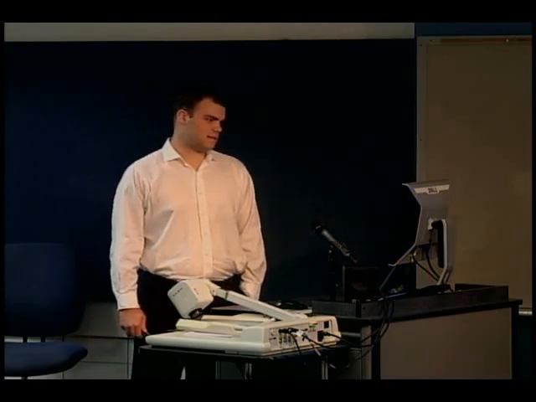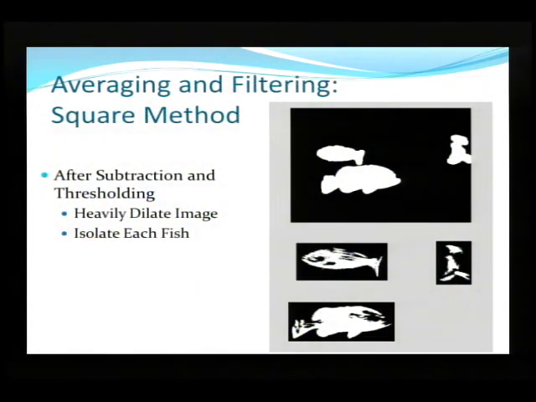So then we tried to improve the outline detection by using a square method. First, we had to heavily dilate the image so we could isolate each fish. So that's a picture of the isolated images of the fish.